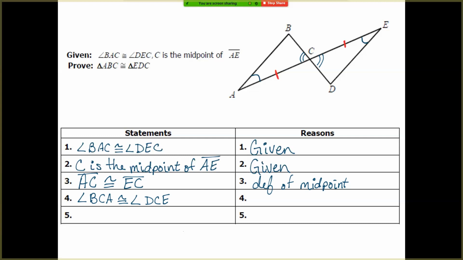And again, I'm double checking. I have 2 angles and the included side. So I can prove these 2 triangles congruent. So triangle ABC is congruent to triangle EDC. And my justification, whoops, I skipped, oh, vertical. And my justification for those 2 triangles being congruent is angle, side, angle.